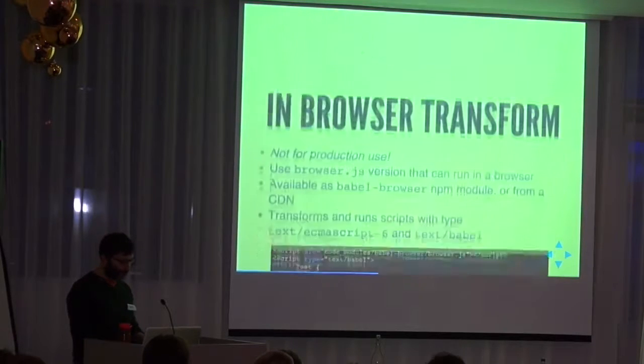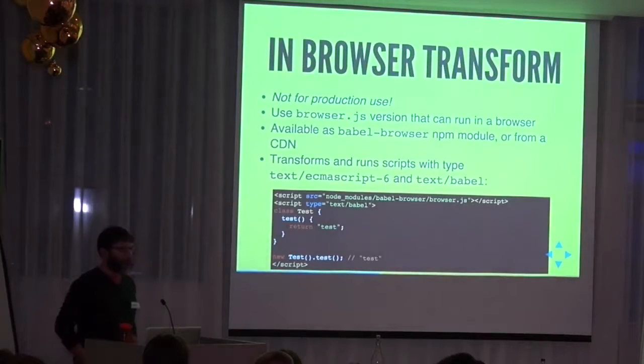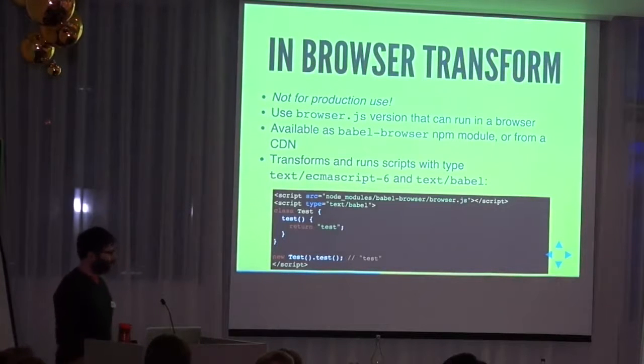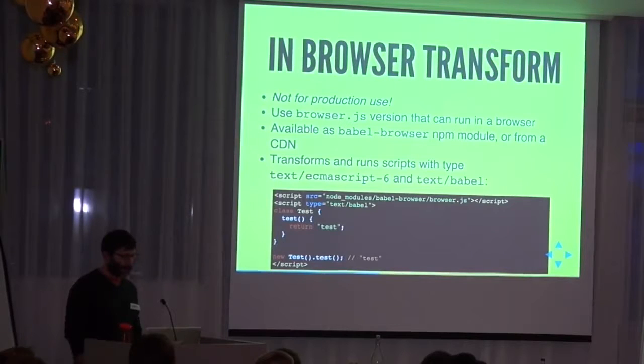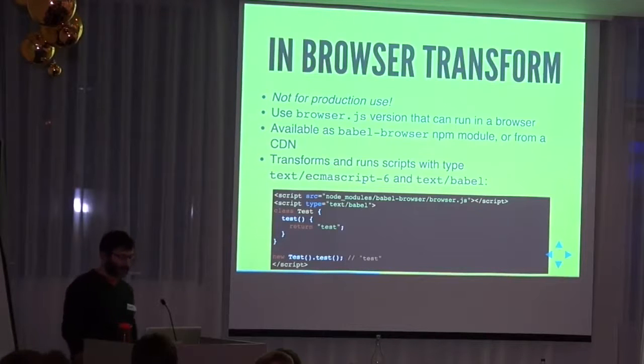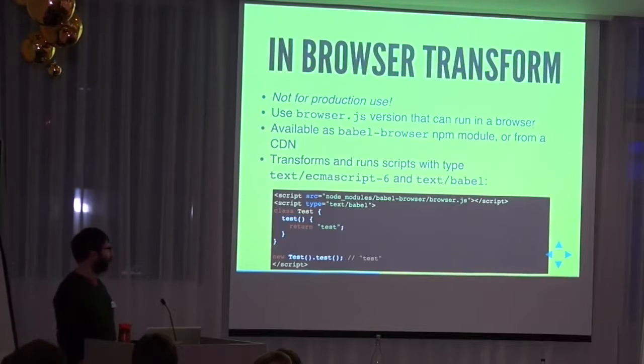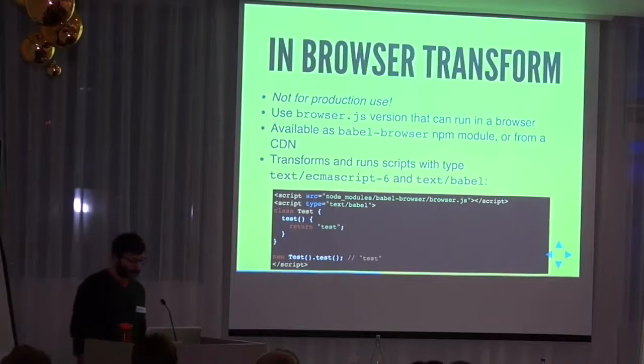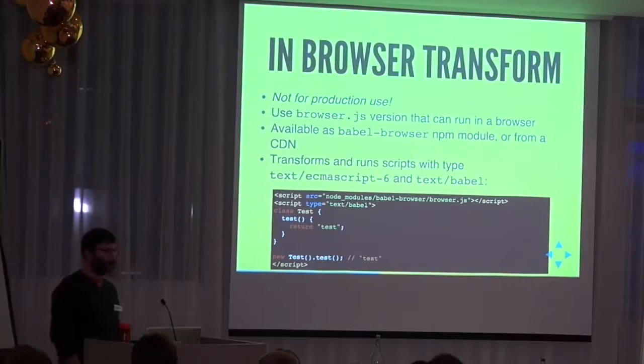string. So in-browser transform takes advantage of a specific flavor of Babel called browser Babel, which has a browser.js file that recognizes specific script tags with a type of text/babel or ECMAScript 6, and compiles them before actually executing them. So this is very useful if you want to try something out very easily.